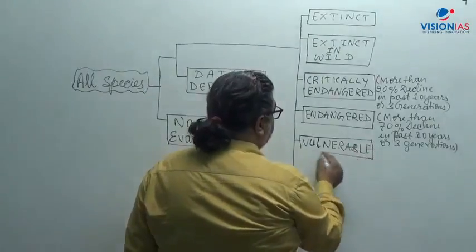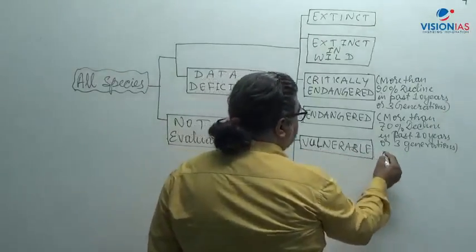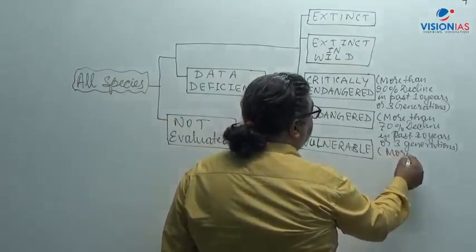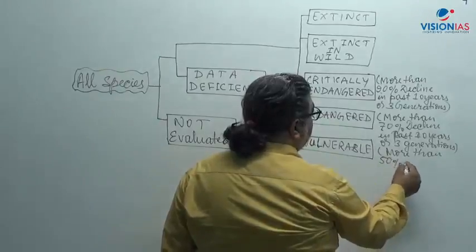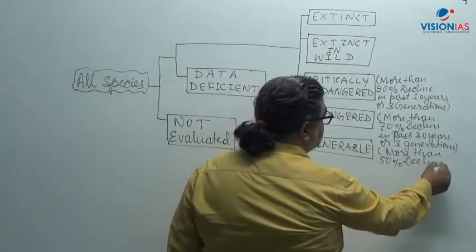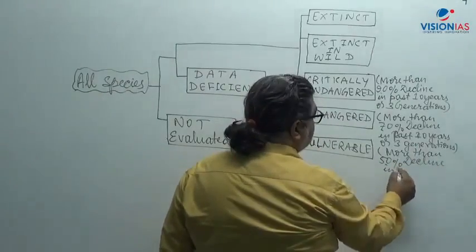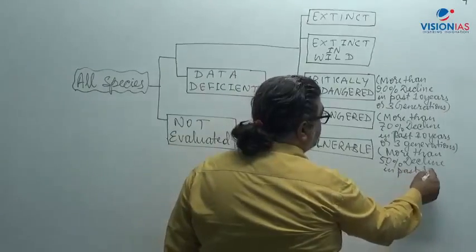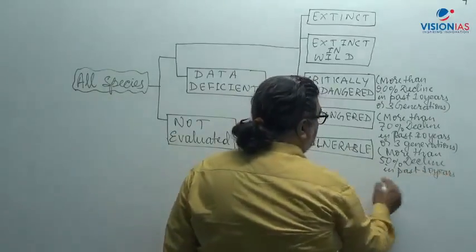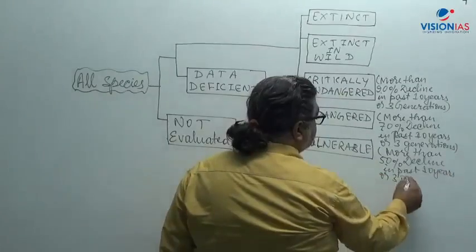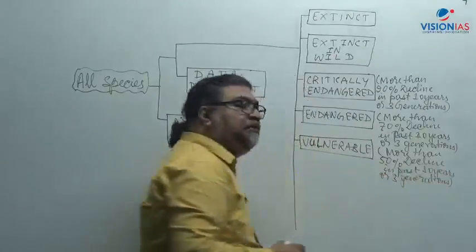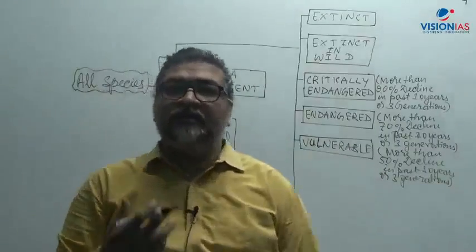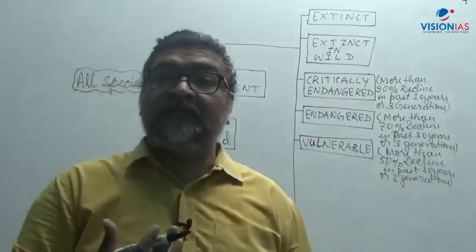Now in the vulnerable category, the species has 50 to 70%, I am just writing here, more than 50% decline, in the past 10 years or 3 generations. So they are brought into the category of vulnerable. I'll just give you one example. One type of turtle in India, olive ridley turtle.